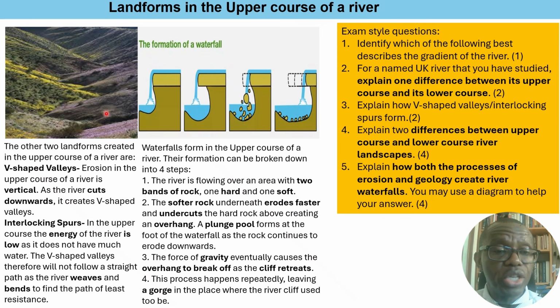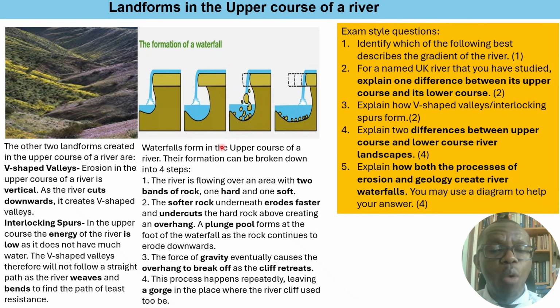And these ridges that are forming part of this V-shaped valley here are what we call interlocking spurs, and that obviously is the second landform that is created by rivers in the upper course. Then the other one that is very important for us to remember, and which we are likely to be asked to draw a diagram of and to explain its formation, is a waterfall.